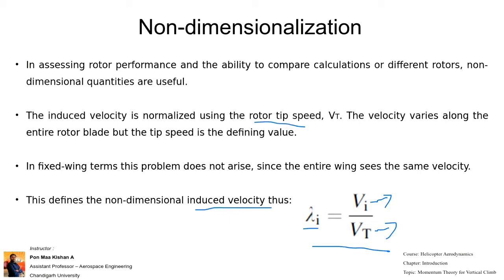So lambda i indicates the non-dimensional coefficient of induced velocity, that is, the induced velocity divided by the rotor tip speed.